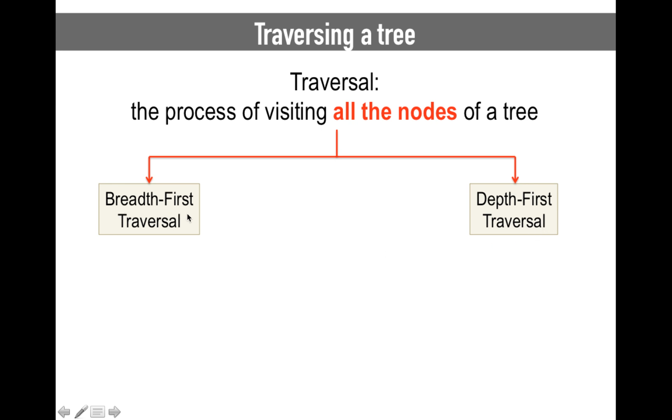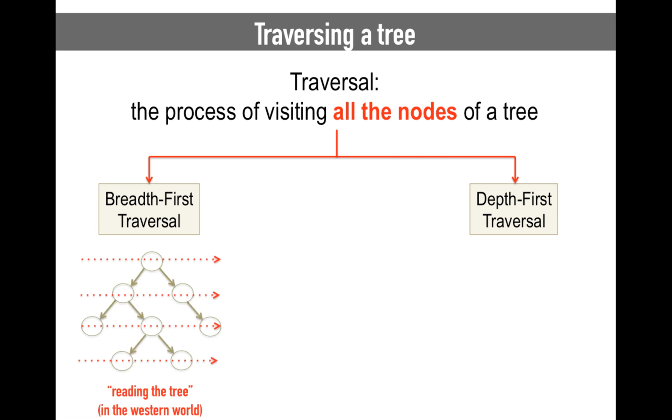Breadth first traversal goes on the horizontal dimension. That means you go to the width of the tree. In the Western world, this is like reading the tree, because when we scan a page of text in the Western world, we go from left to right, line by line. This is breadth first traversal. So you go exactly this node first, and then you go to the next line from left to right, next line from left to right.